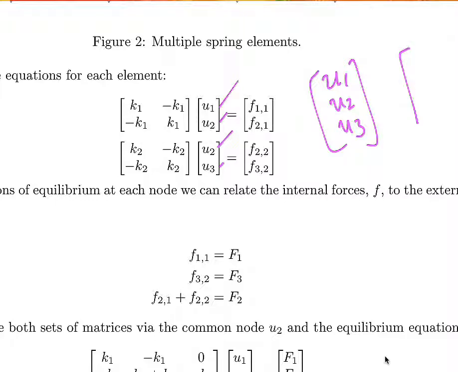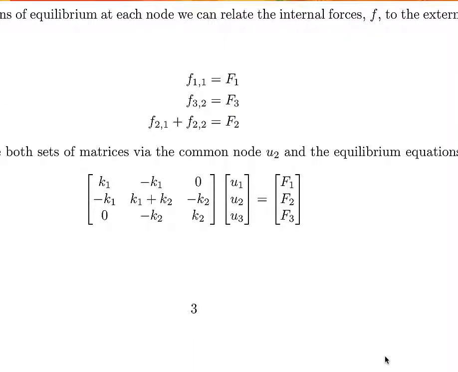And then we want to find a force vector. Now we're going to have F1 and F2 and F3. Note that F1 and F3 are the same as the internal nodes, but F2 is the sum of the internal forces. So with that, we can rewrite the two sets of equations into one.